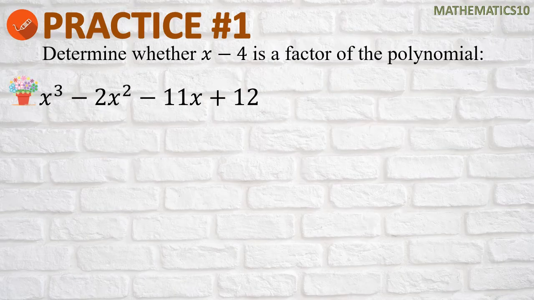So here is our first example. Determine whether x minus 4 is a factor of the given polynomial. So first of all, we need to consider the polynomial, which is x minus 4. For us to check the remainder, if x minus 4 is divided from x cubed minus 2x squared minus 11x plus 12, basically we're going to use the process that we had in our remainder theorem, wherein we plug in the value of x in the given polynomial.